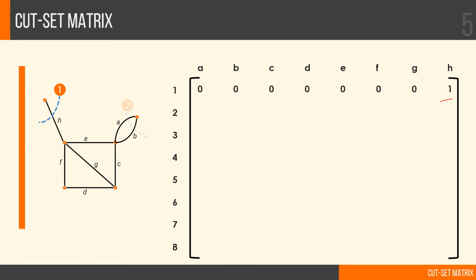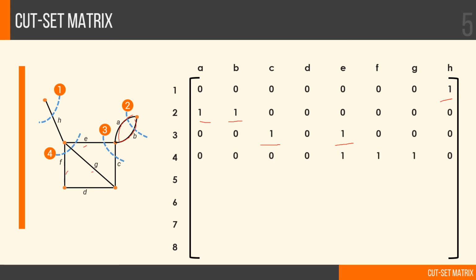Okay, now we take the cut 2. Okay, this cuts edge a and b, so over a and b 1 will come and the rest will be 0, as you can see. Okay, ഇപ്പം ബാക്കി cuts, that is the cut number 3, it cuts edge e and c. Okay, so we can see e and c is marked over here. Cut 4 ആണെങ്കിലോ, cut 4 it cuts e, f and g. Okay, so we mark e, f and g.